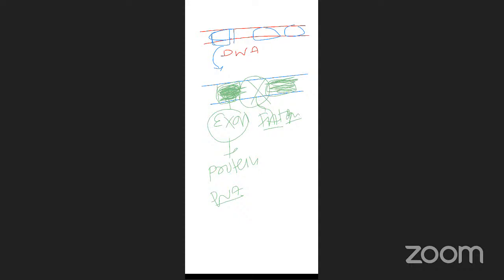These non-coding parts are called introns. The coding part is called exons. Coding one is exon, non-coding is intron. Right? Clear? Right.